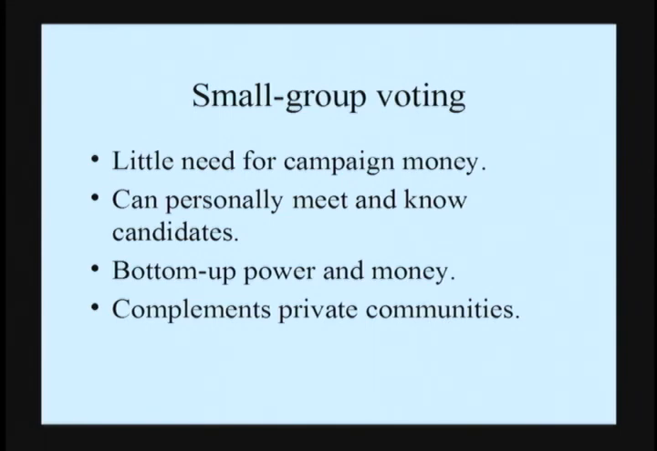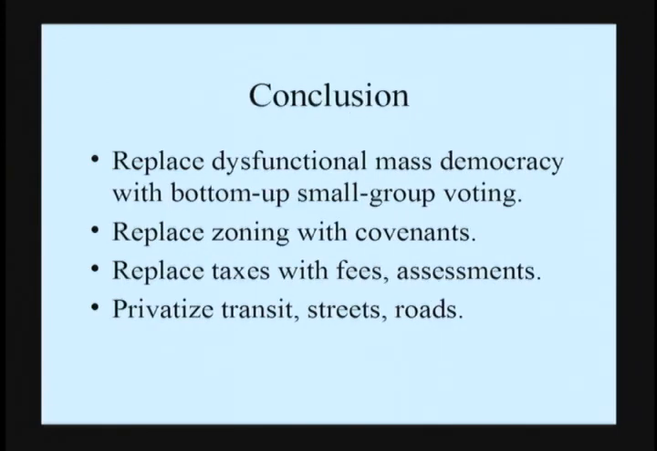So in conclusion, we want to recover from smart growth, replace dysfunctional mass democracy with bottom-up small group voting. I know it's not going to happen tomorrow, but you should at least be aware of the problem because that's the first step in reform, is to be aware of why we have a problem. Replace zoning with covenants, replace taxes with fees and assessments, and privatize the streets, transit, and roads. And if we don't privatize it, then government should copy as closely as possible what private communities do because they do it more efficiently. Thank you.